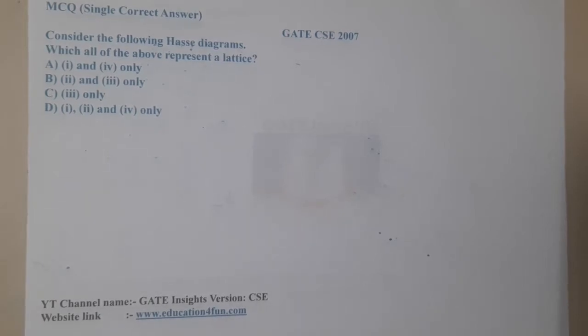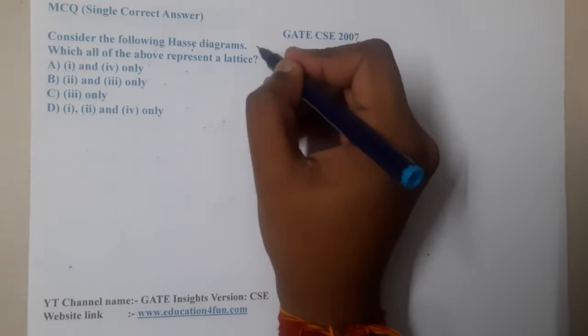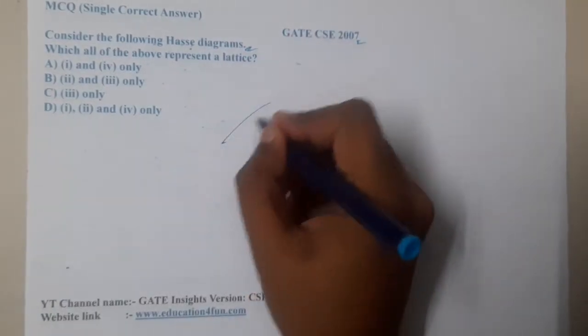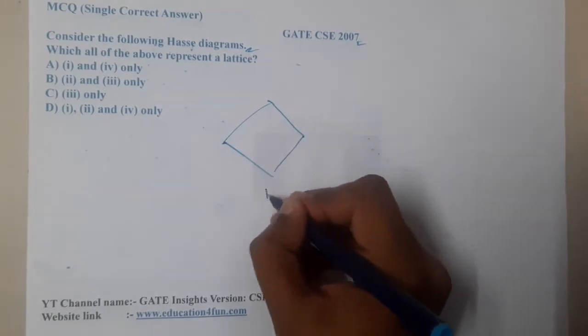So this question belongs to GATE CSE 2007. The given question is: consider the following Hasse diagram. Just give me a second. So this is the first Hasse diagram.